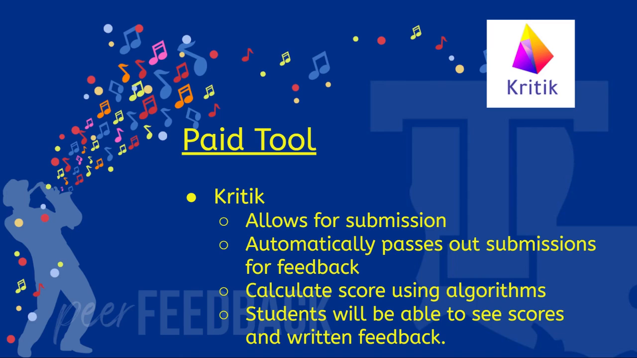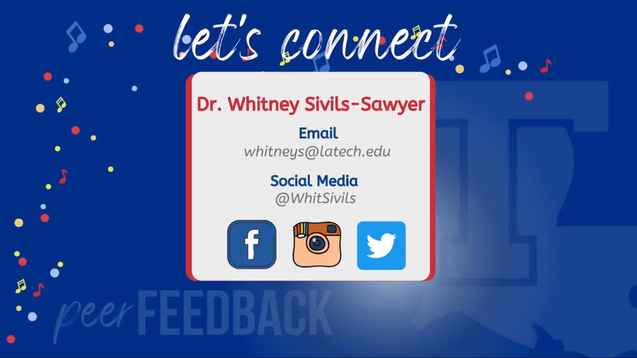Then using algorithms, it calculates a score for each student, and it takes into account how well somebody assesses based on a calibration activity at the beginning of the use of Critic. So the algorithm is really good at making sure that the score is reflective of the student's work. And then the students are able to see their scores and the written feedback all within Critic. So this allows you to do everything inside of one system. The Google Workspace system works perfectly fine. It's just a little more labor intensive.